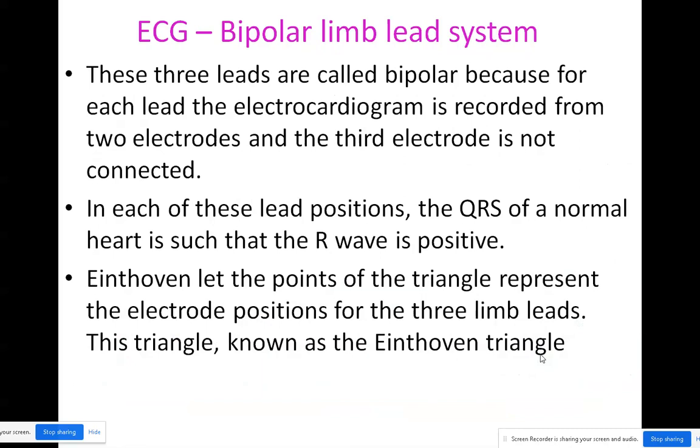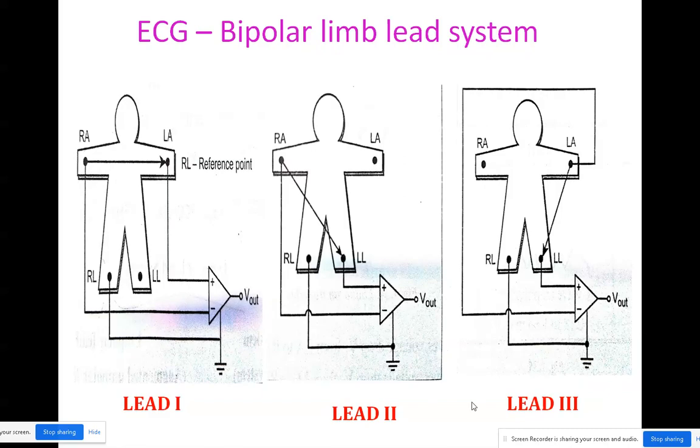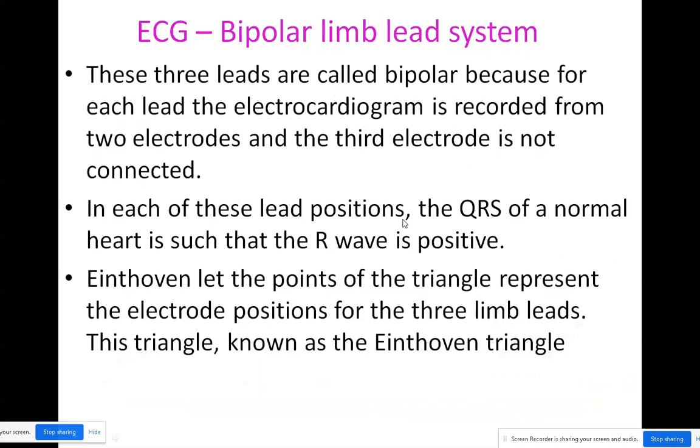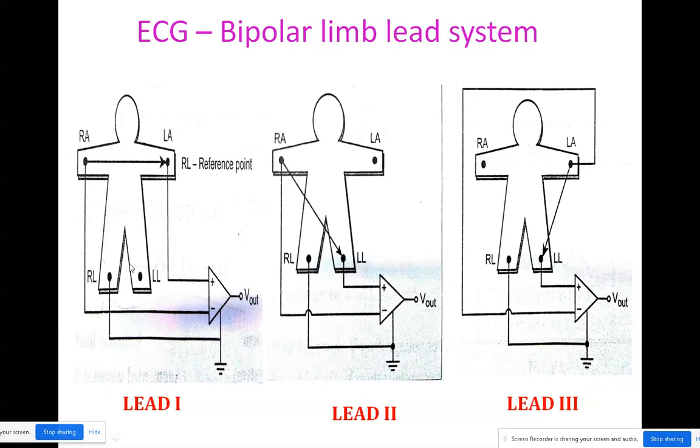So these three leads are called bipolar. Bipolar means you are going to have two polarities, because for each lead the electrocardiogram is recorded from two electrodes and the third electrode is not connected. So one will be the ground reference, and of the remaining three electrodes only two will be utilized for taking the biosignal. The third electrode will be left alone.